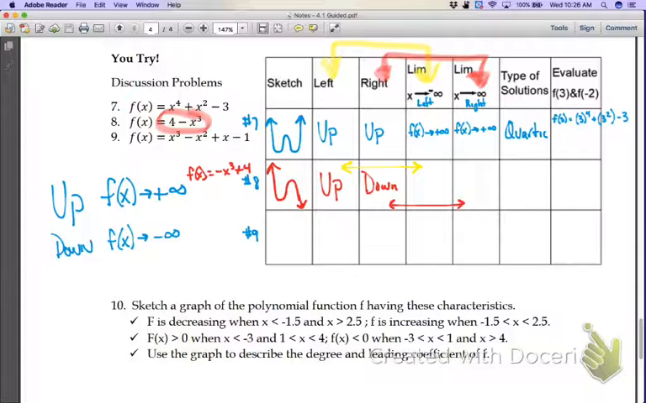So how are we going to write it as going up? F of x is going to where? Positive infinity. Okay, so f of x is going to positive infinity. What about the right side? What's the right side doing? It's going to negative infinity. What type of graph is this? Cubic. Okay, and then for the last spot, we would just plug in our value.